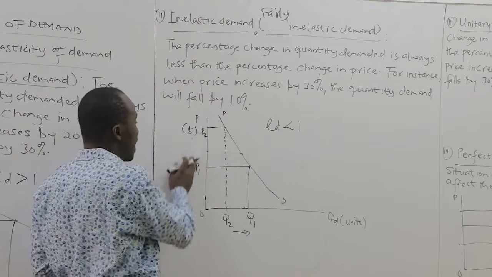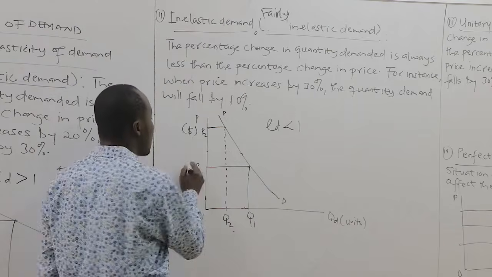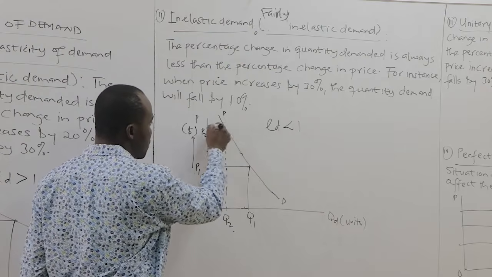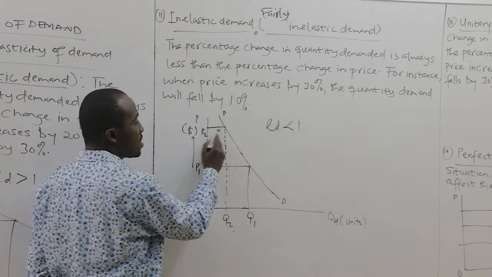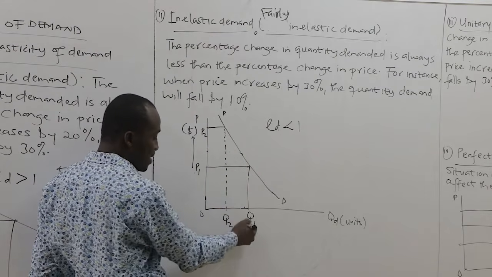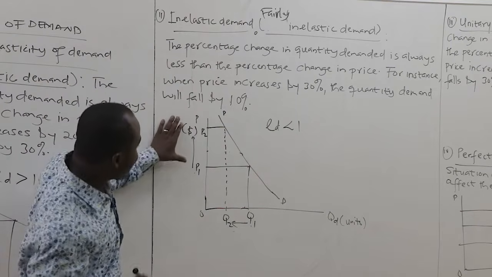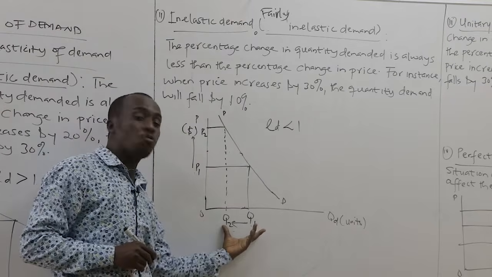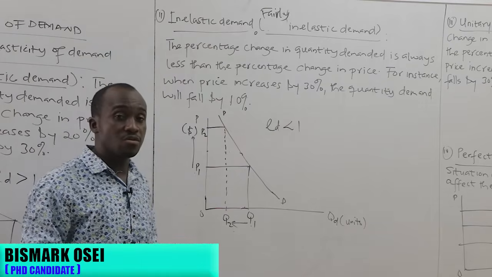The price was at P1 and people were demanding Q1, right? The price increased to P2. Demand falls. If you trace P2 to the demand line and bring it downwards, you're going to get Q2. And what do we have here? In this case, what do you see? There's a large change in price, but there's a small change in quantity demanded. That means that the commodity is slightly sensitive to change in price.